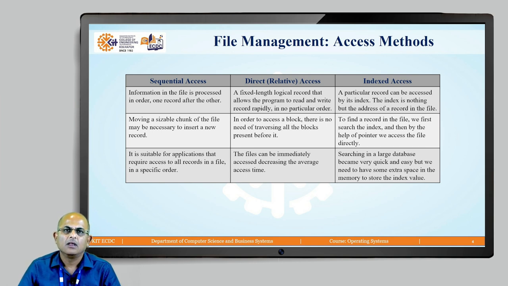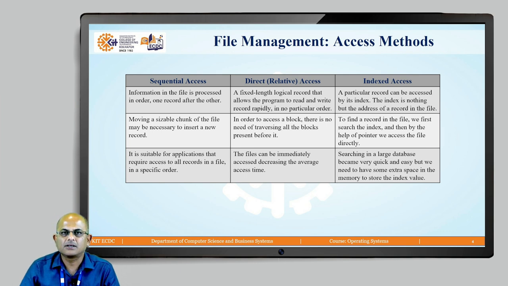In sequential access, the information in the file is processed in order, that is one by one, one record after the other. So even writing is done in the same way, reading is also done in the same way.